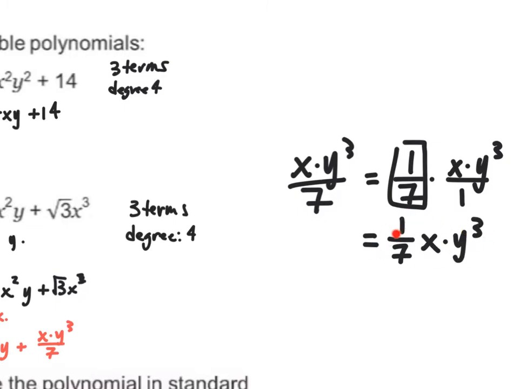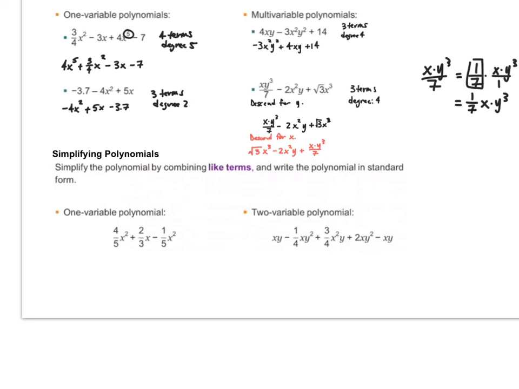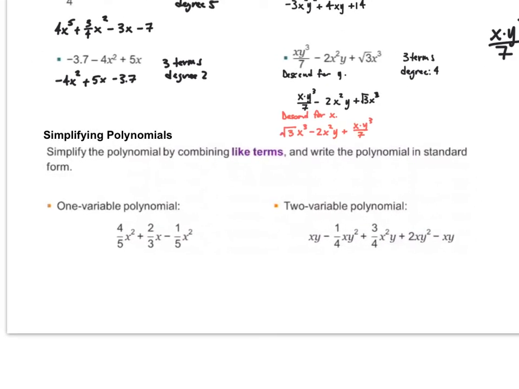You can write this a number of ways, but you need to understand that we have a polynomial when my x and y's are in my numerator, when they're up top, and when my exponents are whole numbers, okay? All right, so let's do some simplifying of polynomials by combining like terms and writing the polynomial in standard form.